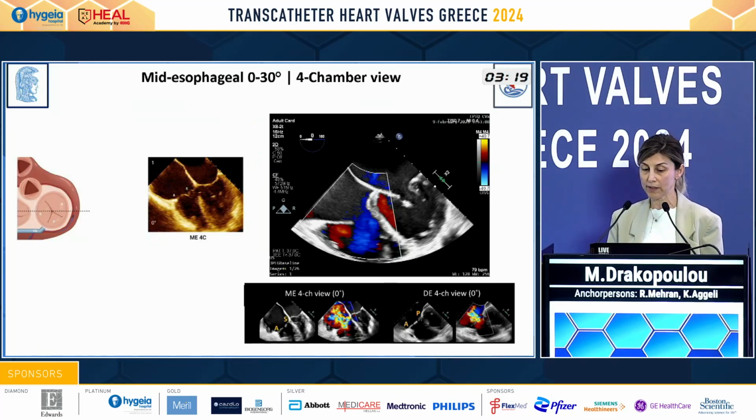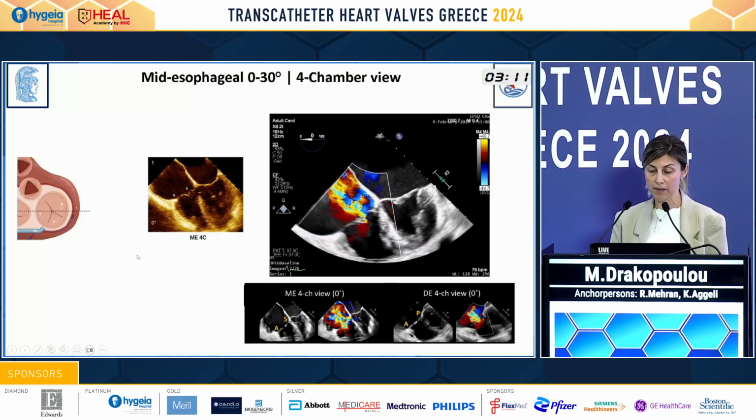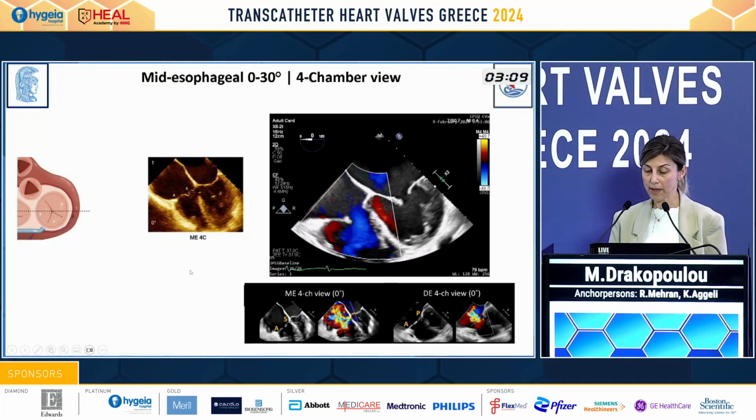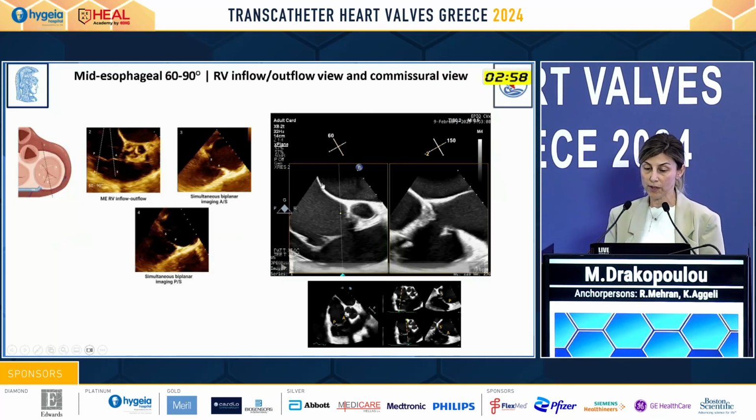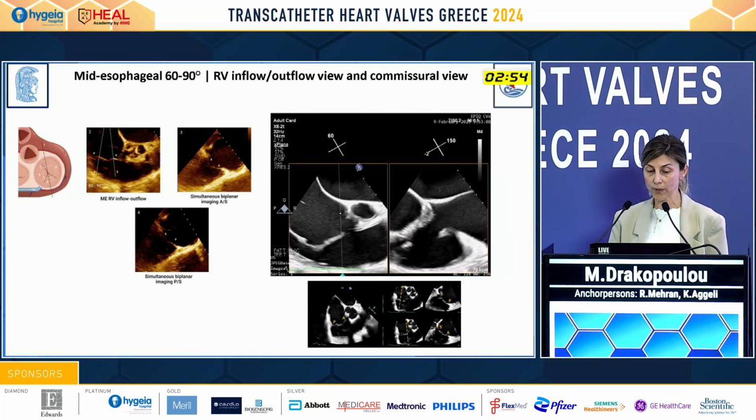Starting from the mid-esophageal view at 0 to 30 degrees, we can see the four-chamber view. At this standard view, we can see the septal and anterior leaflets, as you see here in the figure. However, if we tilt the probe a little bit down the esophagus, we can assess the posterior and anterior leaflets at this level. Going to the RV inflow view, at the short axis view of the aorta, we can assess both septal, anterior and posterior leaflets.